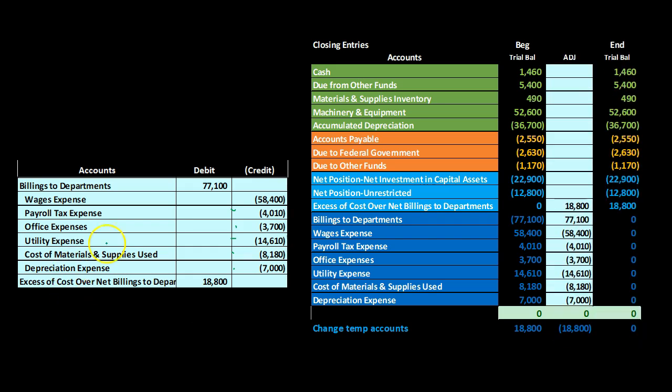If we record this out, then we're going to say that the $77,100 is here, bringing it down to zero. Here's the $58,400, bringing it down to zero. Here's the $4,010 and the $33,007, bringing them down to zero. And the $14,610, the $8,180, and the $7, of course, bringing those down to zero as well. The difference goes to the clearing account at the 18,800.